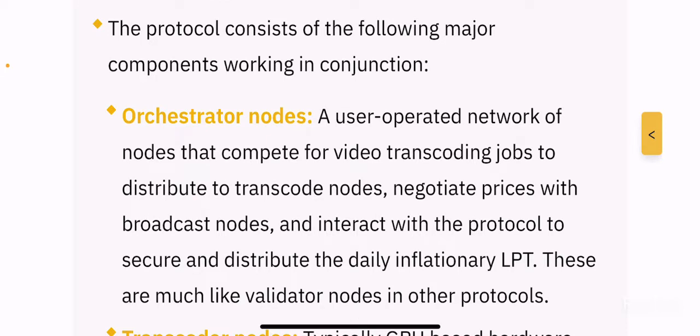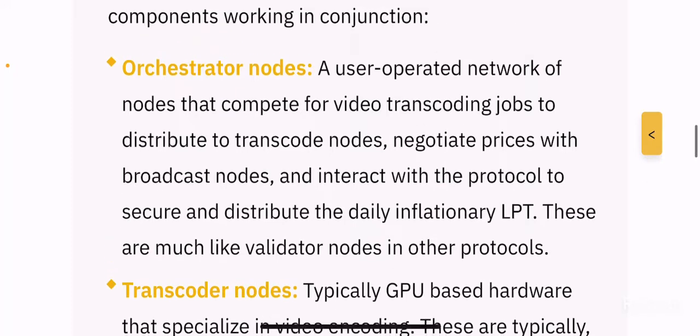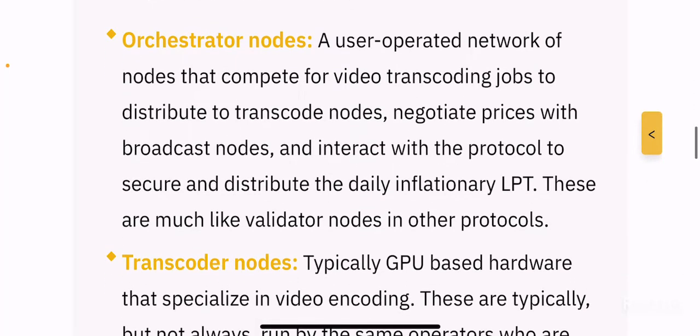The protocol consists of the following major components working in conjunction. Here are some of the main architectural or infrastructural details of this platform. Orchestrator nodes: a user-operated network of nodes that compete for video transcoding jobs to distribute to transcode nodes, negotiate prices with broadcast nodes, and interact with the protocol to secure and distribute the daily inflationary LPT. These are much like validator nodes in other protocols. Again, they're diving deep into the different types of nodes that you can have. These are a little bit more technical, but it's definitely good to know if you're planning to invest in this project for the long run.